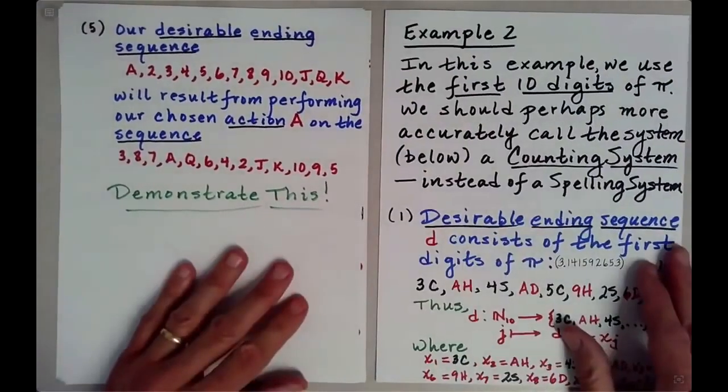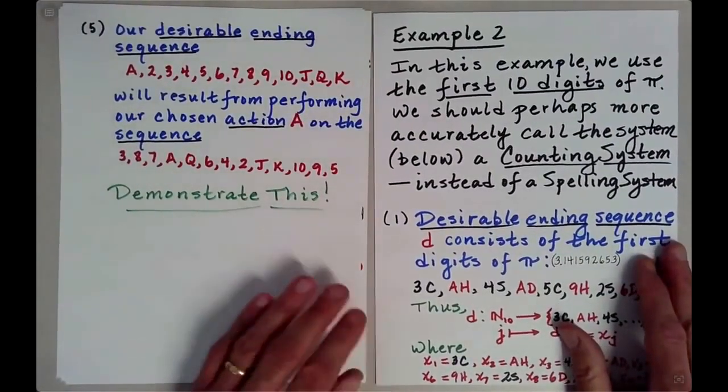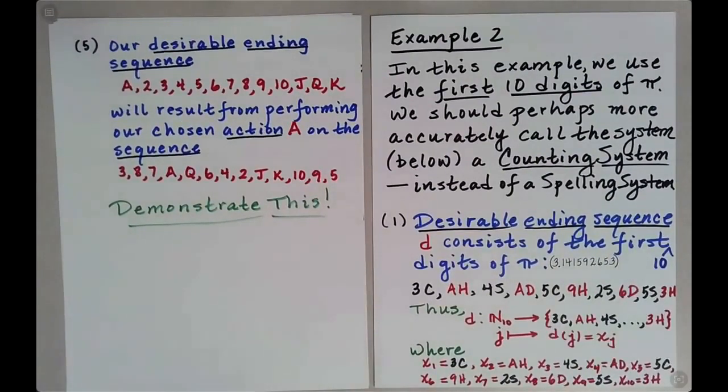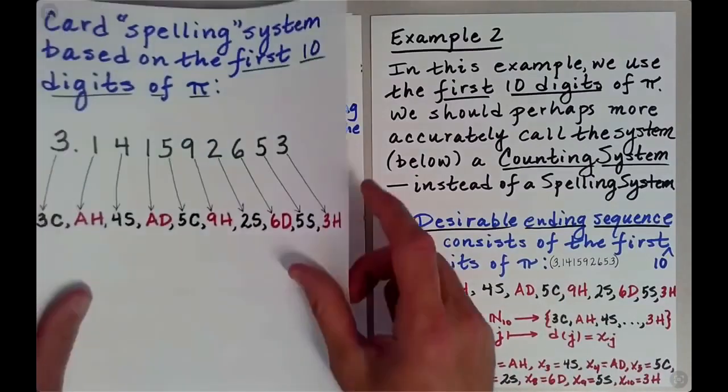Now, as a second example, let's do something quite different. What we're going to do is come up with a kind of spelling system or counting system that involves the first 10 digits of pi. Okay, and I've listed those here.